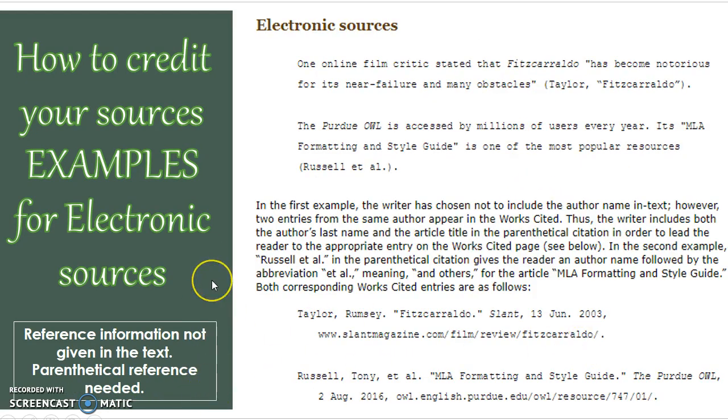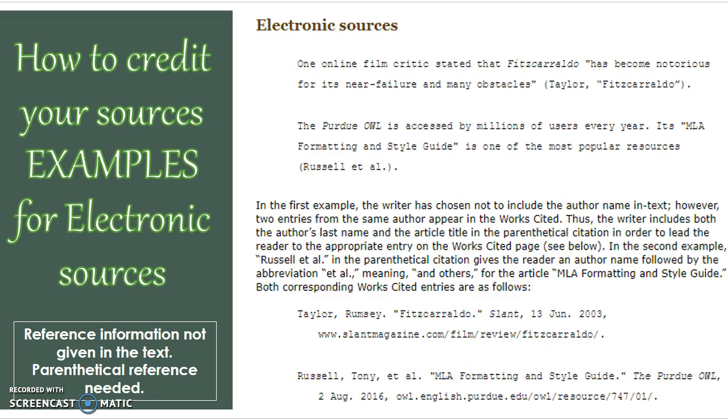The second way that you will cite your electronic sources is if you do not give reference information in the text. Then you do have to have a parenthetical reference. So for example, if you look at the top example for electronic sources, the online film critics stated that Fitzcarraldo has become notorious for its near failure and many obstacles. So there's a direct quote here. The article or what is being talked about in the reference site is mentioned, but that's not enough. Because there's no reference information for where this particular citation came from, you have to include the parenthetical citation.